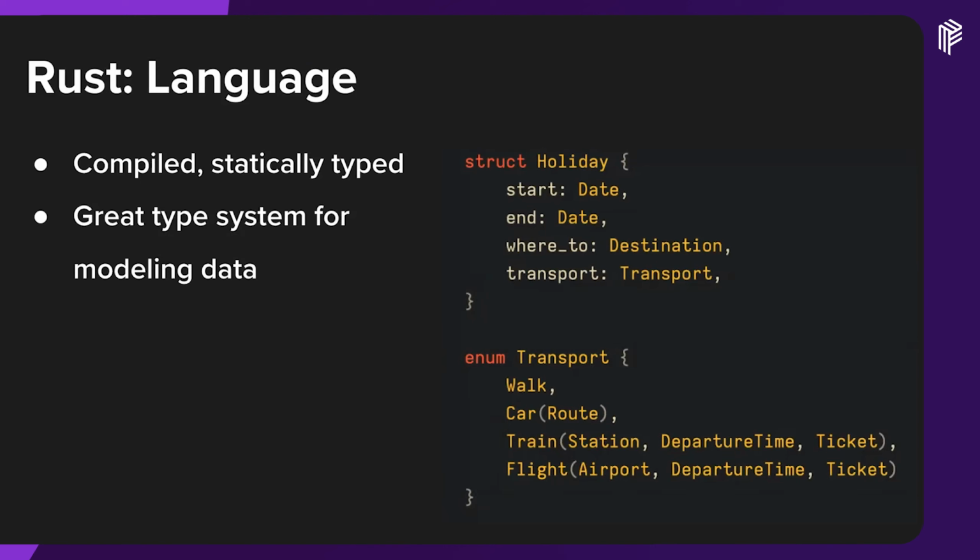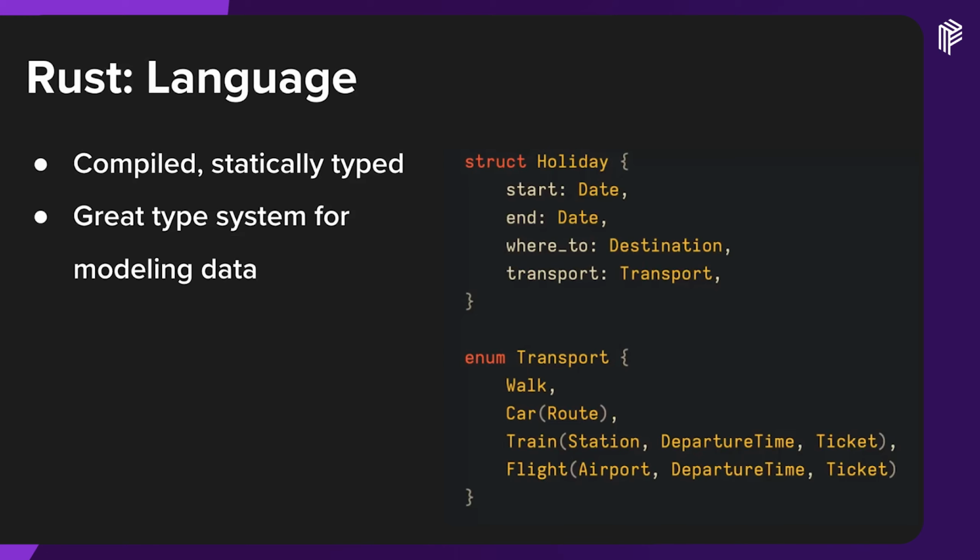It's got a really good type system for modeling data, which will be important later. So the example I've put on is modeling a holiday sort of idea. You've got the start and end date, where you're going, and then the transport mode that you're taking. That I think is pretty familiar.